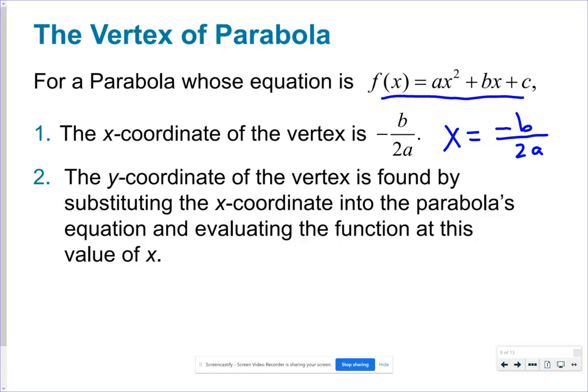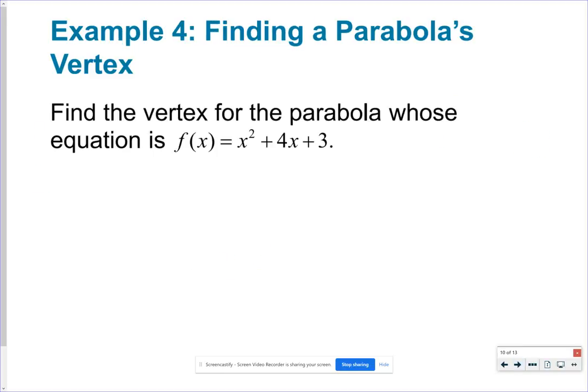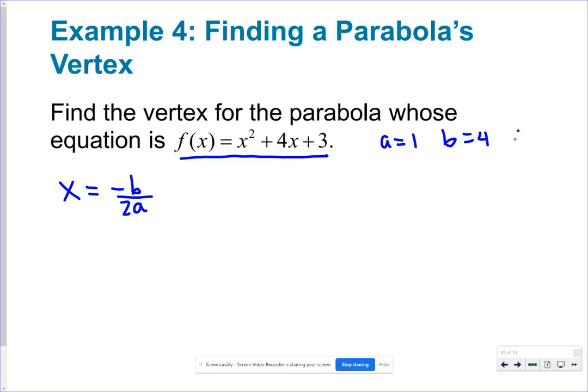The y-coordinate of the vertex, we can then find by substituting negative b over 2a back into the function. Whatever value we get for negative b over 2a, we plug that back in, and that gives us the y-coordinate of the vertex. So let's practice that. Let's say we have this quadratic, f of x equals x squared plus 4x plus 3, and we want to find the vertex using this idea. So we do negative b over 2a. That's going to get me the x-coordinate of the vertex. Notice what my a is. A is 1, b is 4, c is 3.